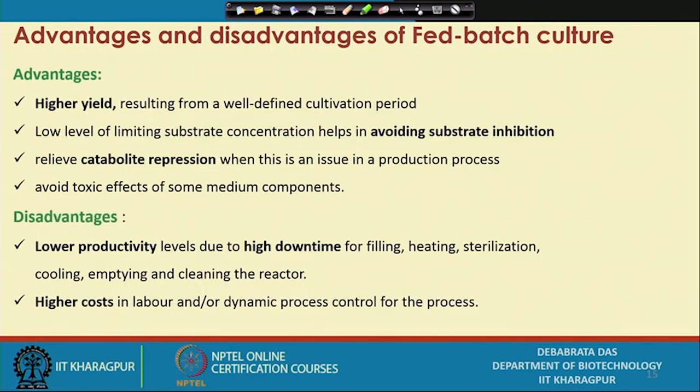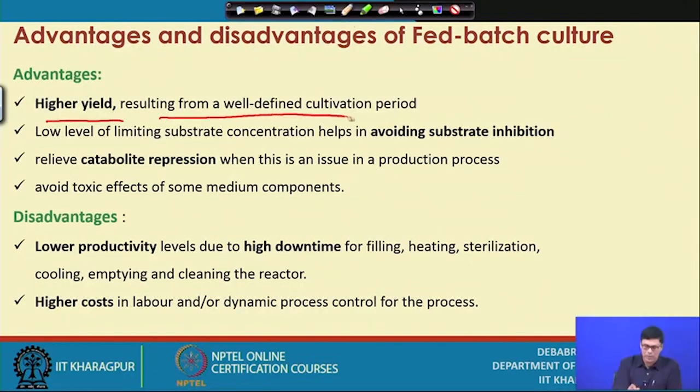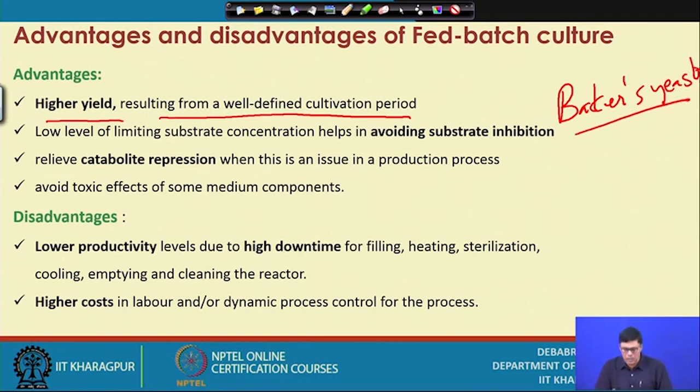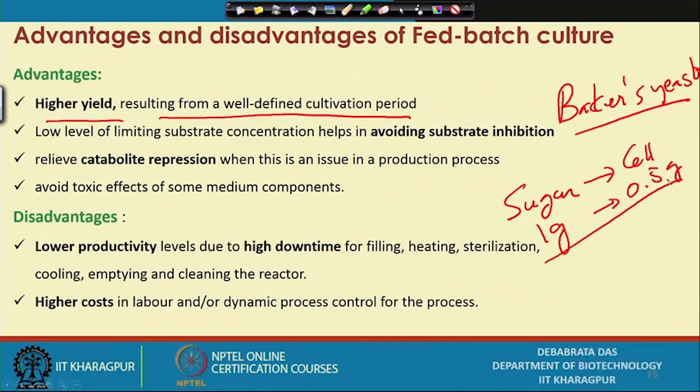Now the question comes, what are the advantages and disadvantages of the fed batch process? The higher yield resulting from the well defined cultivation period. I can give the example of the baker's yeast fermentation process. In the baker's yeast fermentation process, what is the stoichiometry? Suppose we use sugar as a raw material, and sugar is converted to cell, am I right? The stoichiometry is that 1 gram of sugar is usually converted to 0.5 gram of cell. So, if we want to increase the amount of cell production, what do we have to do? We have to increase the amount of sugar input to the system.